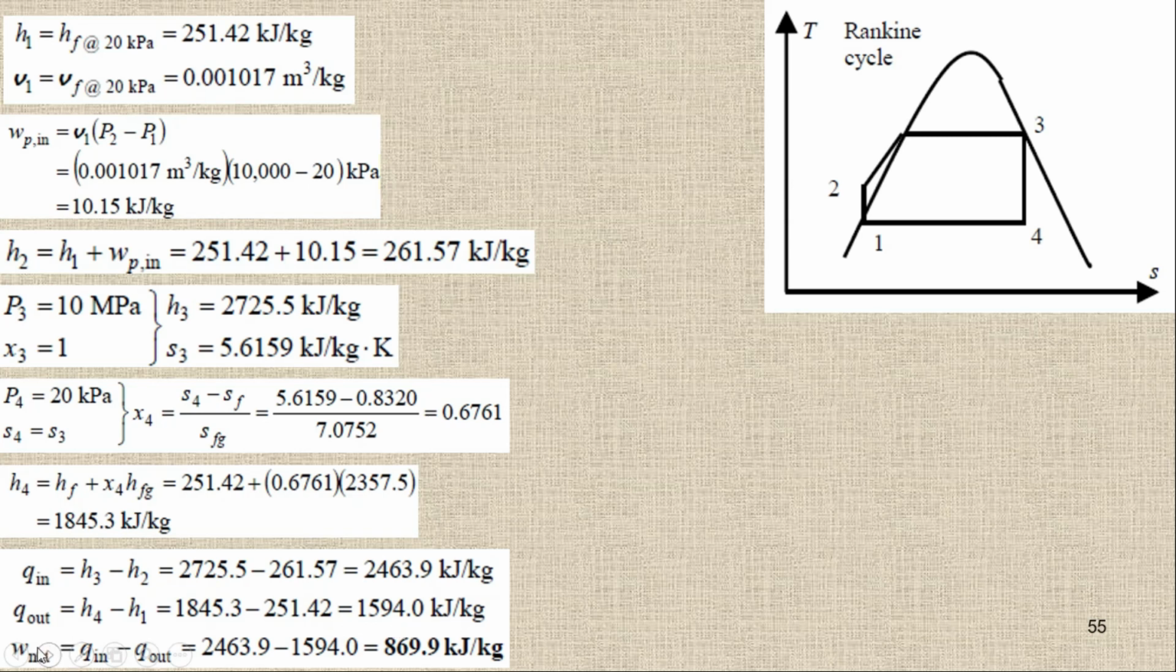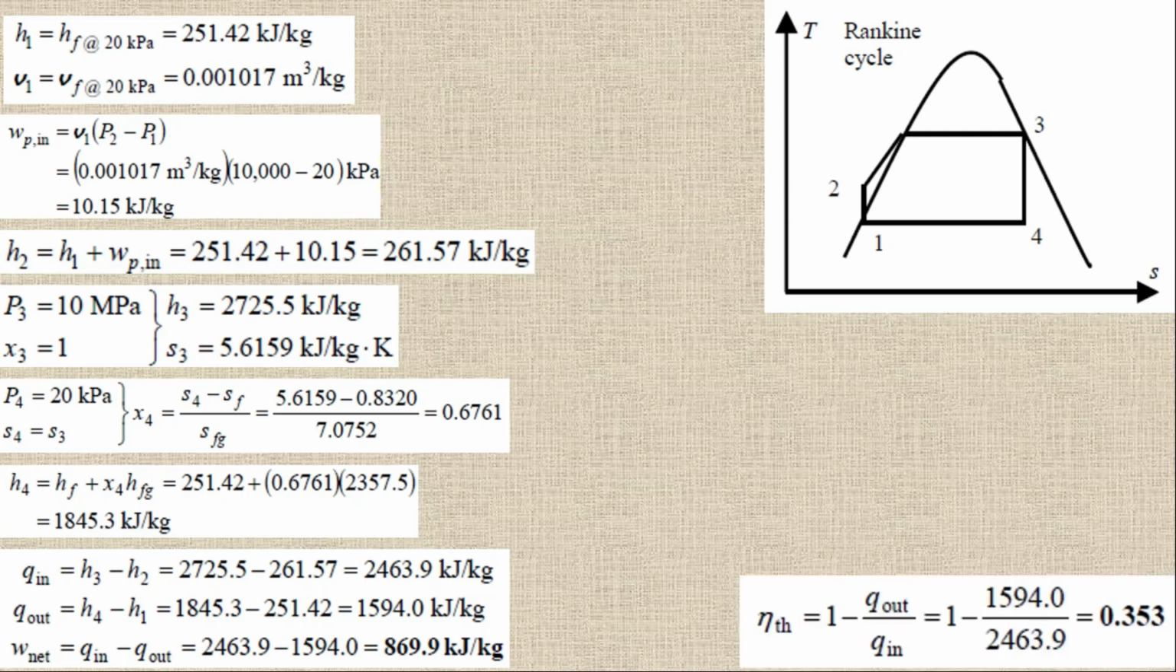So what is W net? W net is simply Q in minus Q out, and we will get around 869.9 kilojoule per kilogram. So this is the W net. When we know what is W net, we can easily find out the efficiency as well, because efficiency is either 1 minus Q out upon Q in, or the W net upon Q in. So in this case, when we solve for the thermal efficiency, we will get the answer of 35.3 or 0.353. So 0.353 efficiency, or 35.3% efficiency for this Rankine cycle.